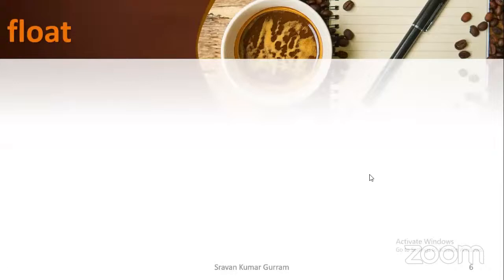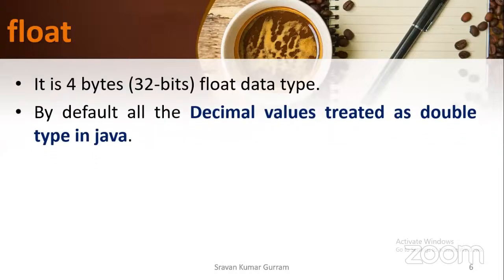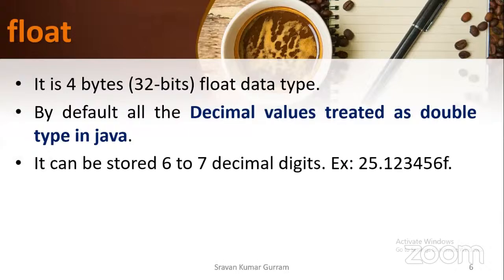Let us discuss a very important point regarding float. See this. It occupies 4 bytes of memory, common point. By default, all the decimal values are treated as double type in Java. What does it mean? If you know C and C++, you can create a float variable: float, variable name, assignment, any valid float value. But if you write the same statement in Java, you will get an error and it won't be executed, because by default, all the decimal values are treated as double type.